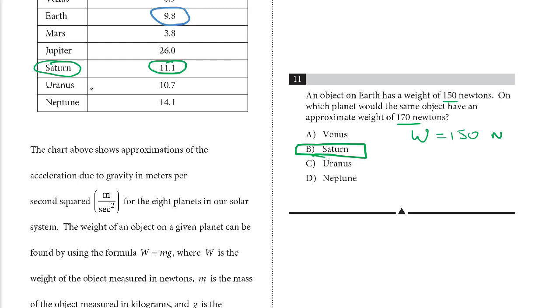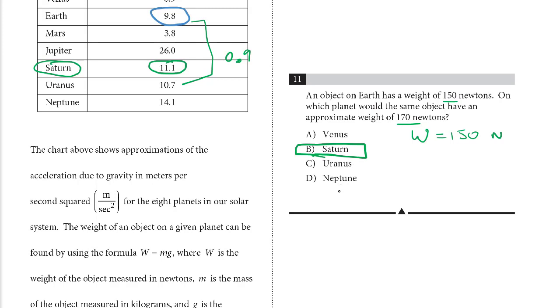Now, you might point out Uranus is very close at 10.7. However, that's only a 0.9 differential. A 0.9 differential is still less than 10% of 9.8, and 20 is greater than 10% of 150. So the answer would be Saturn. So that's how I would do it, looking at it and using estimation abilities.